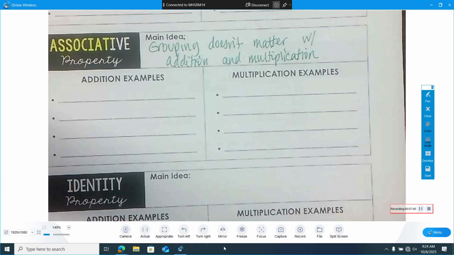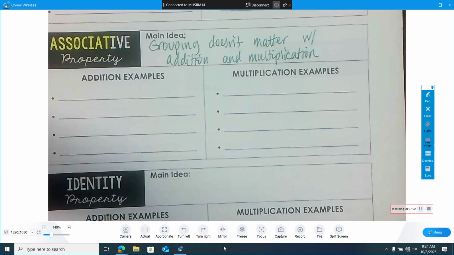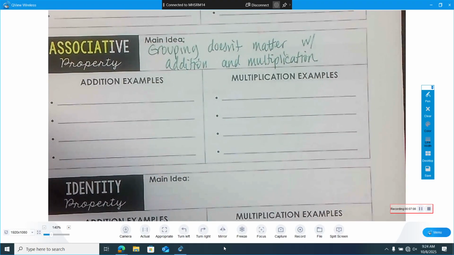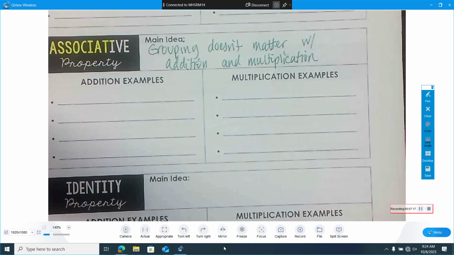So I like to think about these as associative groupings. Who you're being grouped with doesn't matter in multiplication and addition. For instance, maybe I'm going to add a bunch of things together.